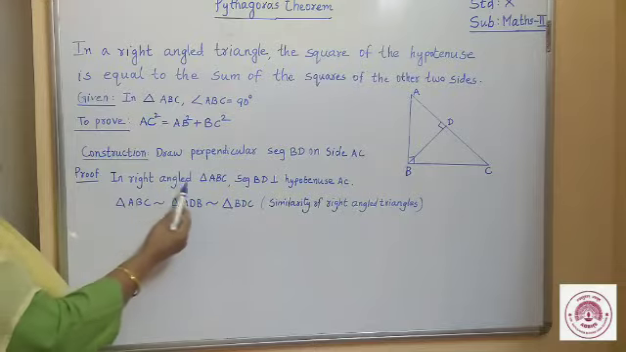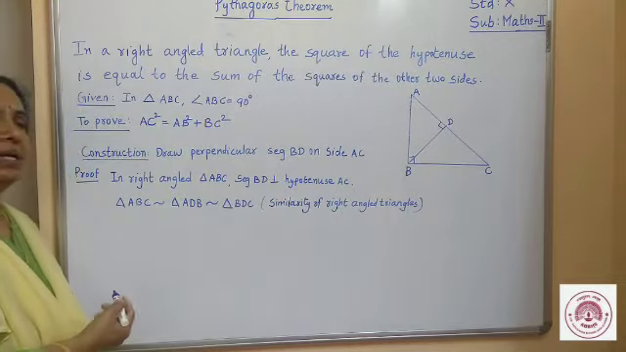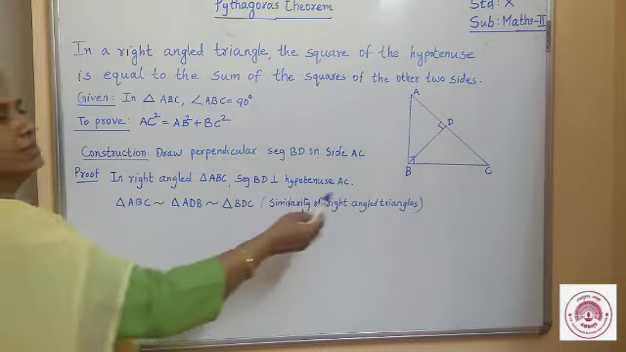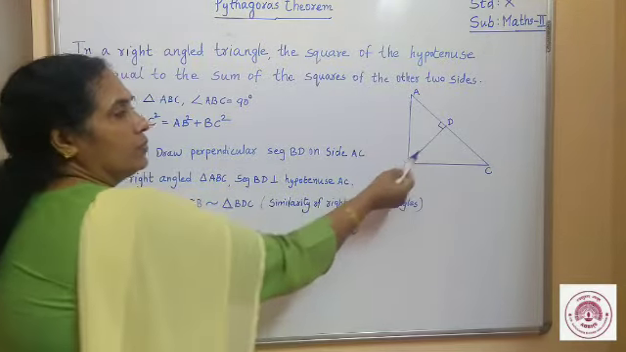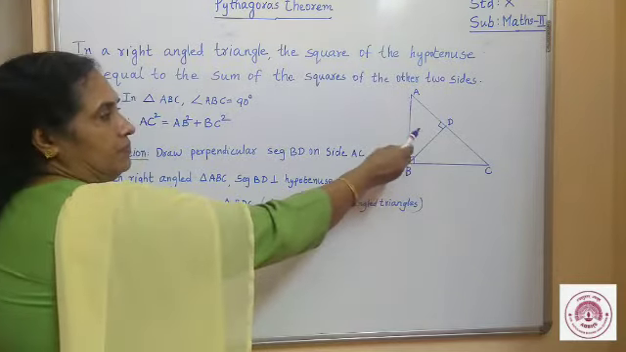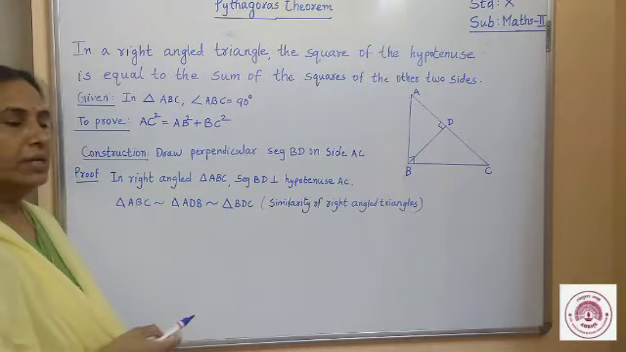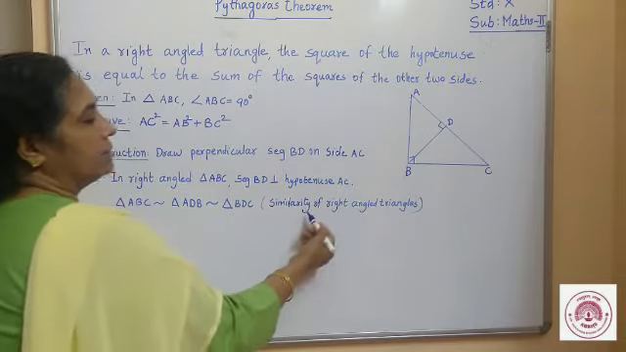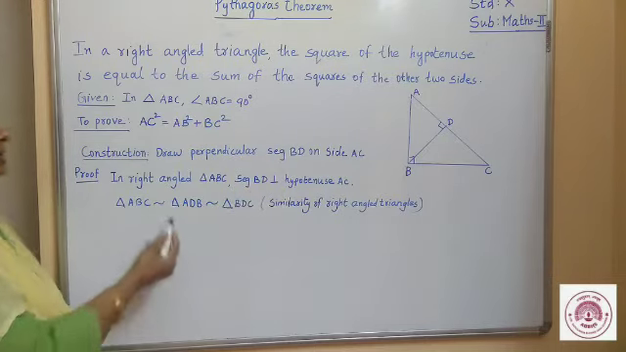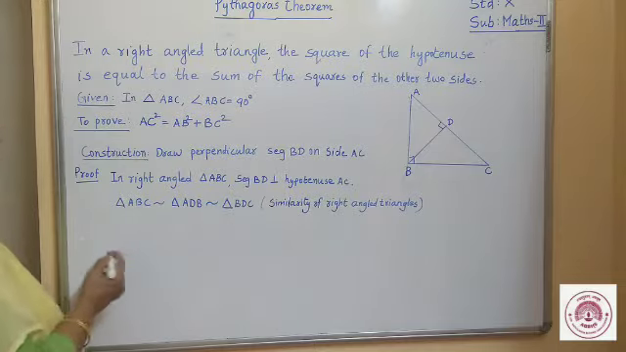Proof. In right angle triangle ABC, segment BD is perpendicular to side AC. And by the similarity of right angle triangles, that is, if an altitude is drawn to the hypotenuse from the opposite vertex, then the triangles formed are similar to each other and each triangle is similar to the original triangle. So by that property, we can write triangle ABC is similar to triangle ADB is similar to triangle BDC.